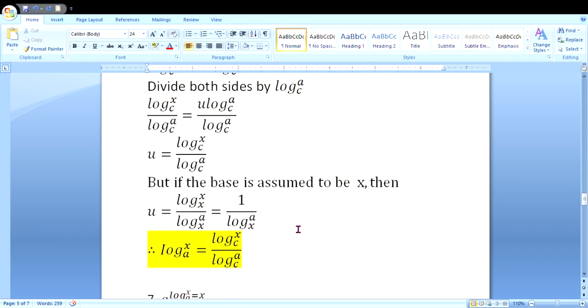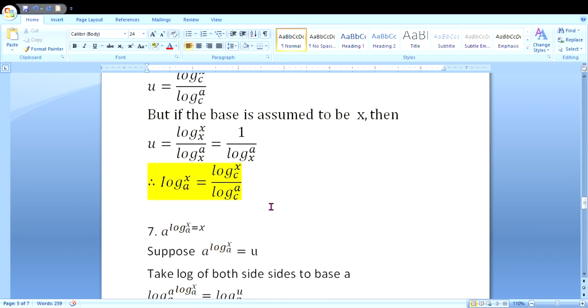C. But if, for instance, we now assume the base to be x, then in place of c, this becomes log x to base x divided by log a to base x. So this becomes 1 all over log a to base x. So this is change of base.